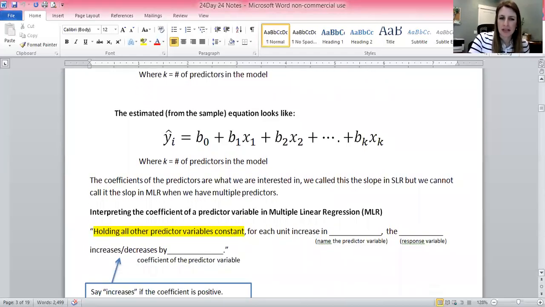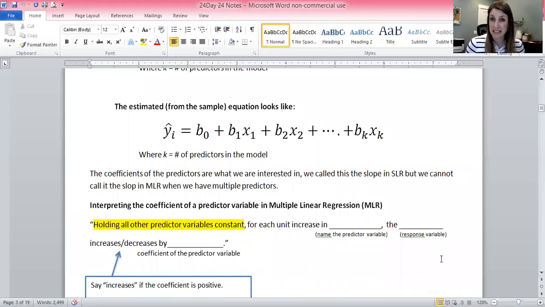So when we interpret the slope in simple linear regression, we would just say for each unit increase in my x, my y will also increase or decrease by my slope, right? It's the same interpretation, but now you have to add this little statement, holding all other predictor variables constant. Meaning, if all of these don't change and these all stay the same, then I can interpret B1 with this same statement. Okay, does that make sense? So as long as B2 and B3 and B4 all the way up to BK stay constant, they don't change, then I can interpret B1 this way, right?